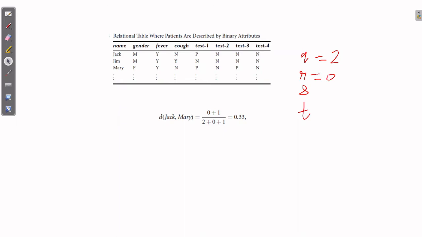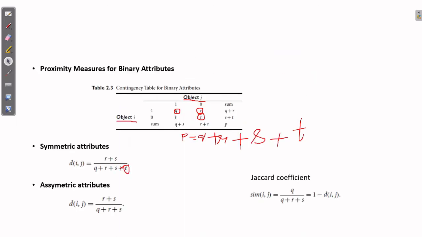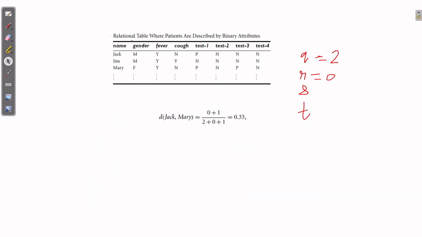Similarly, what is S? It is this case, where the first object has a value of 0 and the second has a 1. In this case, it is 0, but this is not 1. This is again 1. This is 0, but this is not 1. This is 0, and this is 1, so you have one value there. So S is equal to 1.